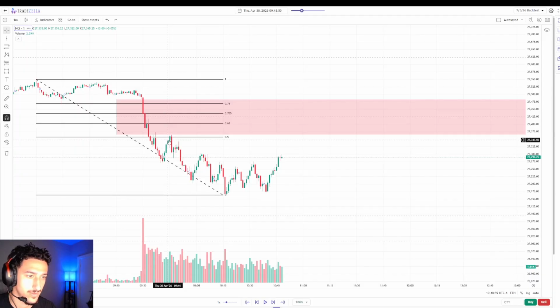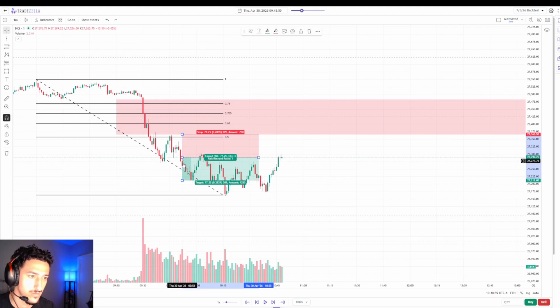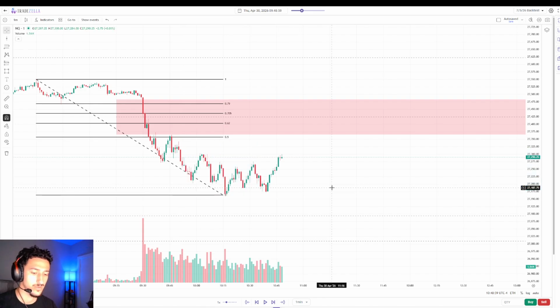Weapon at 945. Probably would have tried taking this short. I would have gotten probably filled up here. Maybe this candle, maybe not. Filled up here. My stops would have been like that for what I wanted to do. Could have caught a 1 to 2.